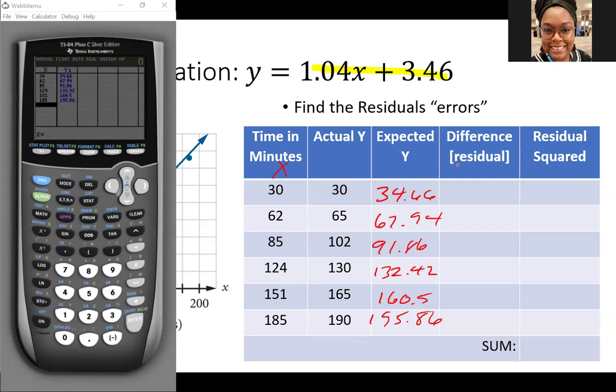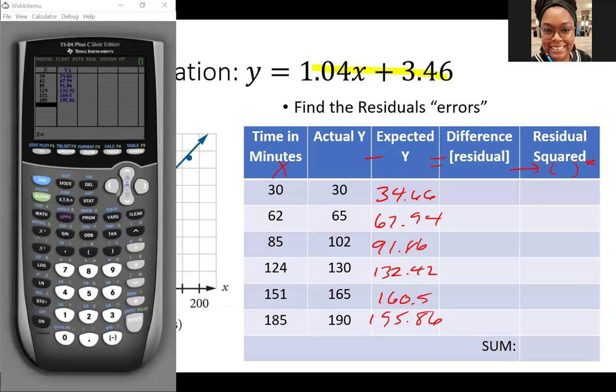So now we're going to find our residual. Our residual is the difference between your actual and your expected. So we're subtracting to find our residual. To find our residual squared, we're going to take whatever we get here and square it. Does that make sense? Okay.